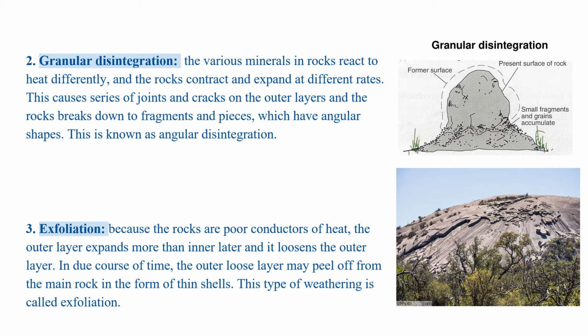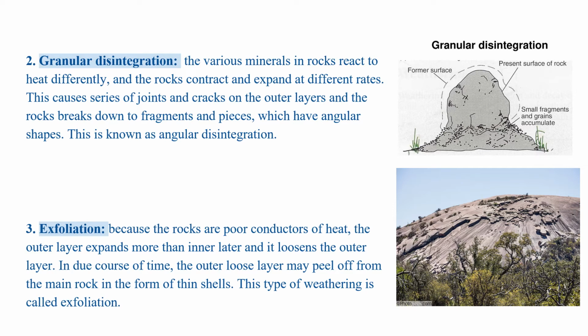Granular disintegration. Granular means small grains. Granular disintegration is the process by which various minerals in rock react to heat differently and the rocks contract and expand at different rates. This causes a series of joints and cracks on the outer layers, and the rocks break down into fragments and pieces, which have an angular shape. This is known as angular disintegration.